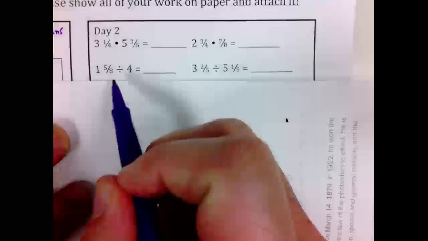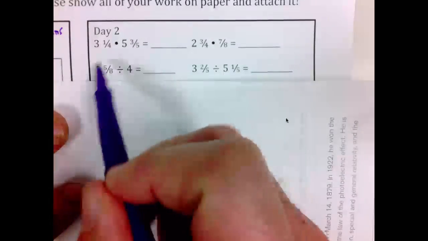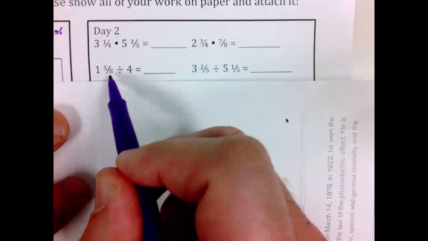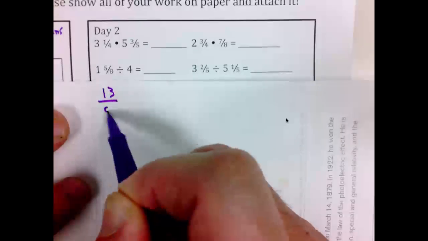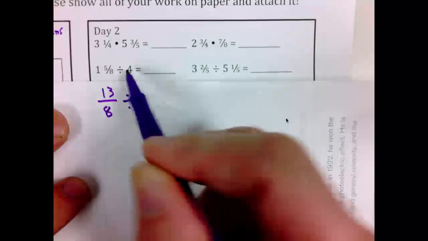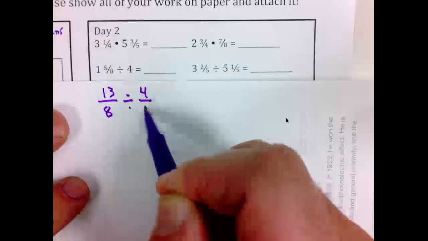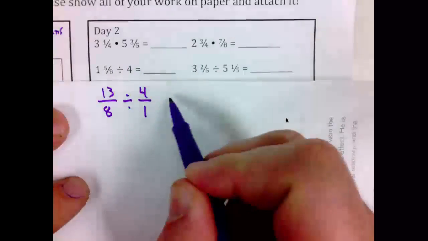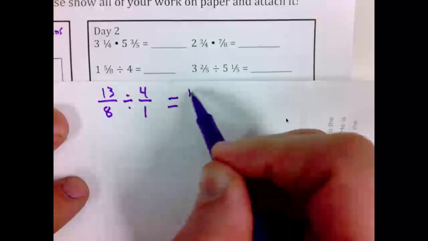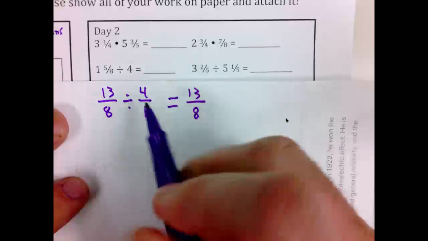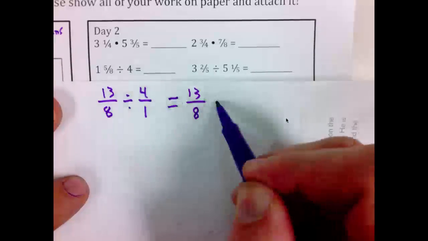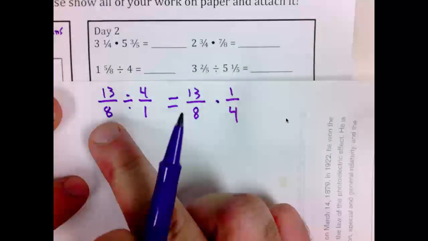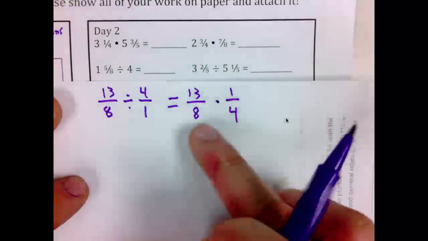I have 1 5/8 divided by 4 over 1. Again, changing 1 5/8 from a mixed number to an improper fraction: 1 times 8 is 8, plus 5 is 13. 13 over 8 divided by 4, which we can write as 4 over 1. Well, you may remember when we're doing division of fractions, we multiply by the reciprocal. That is, we keep the first one, we change our divide to a multiply, and we flip the second fraction. 13/8 divided by 4 over 1 is the same as 13/8 times 1/4.